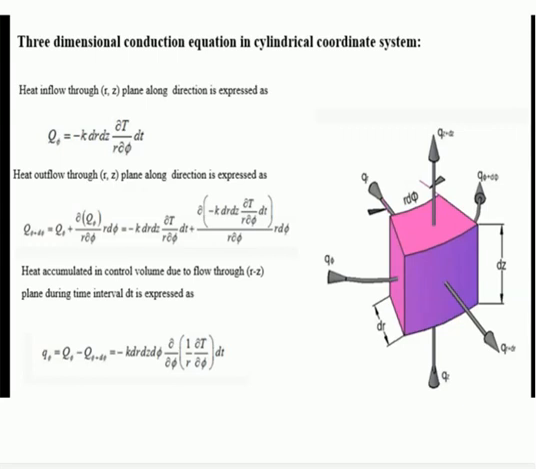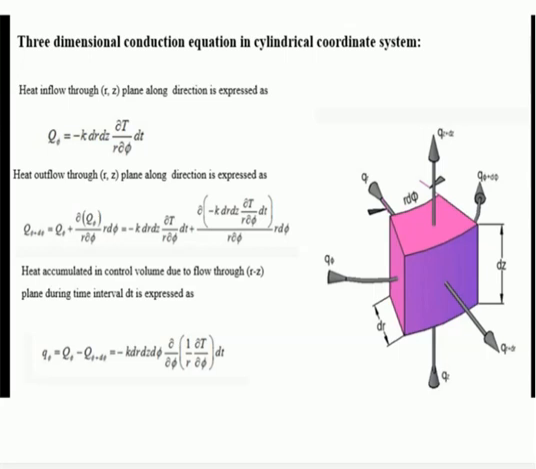In the previous class, we discussed the general three-dimensional heat conduction equation in Cartesian coordinates. In this class, we are going to derive the three-dimensional conduction equation in the cylindrical coordinate system. The derivation procedure is the same as that of the Cartesian coordinate system, but the coordinates we have taken here are different from the Cartesian coordinate system.